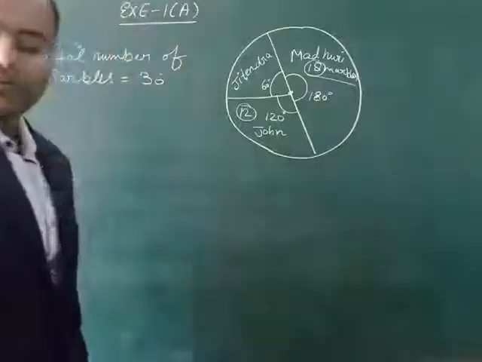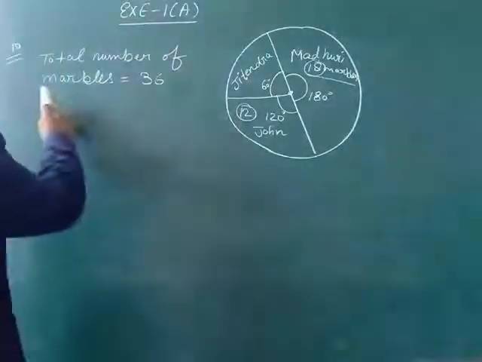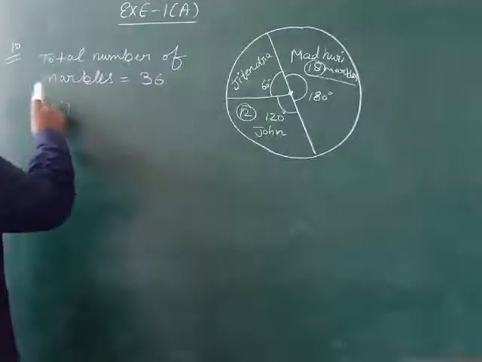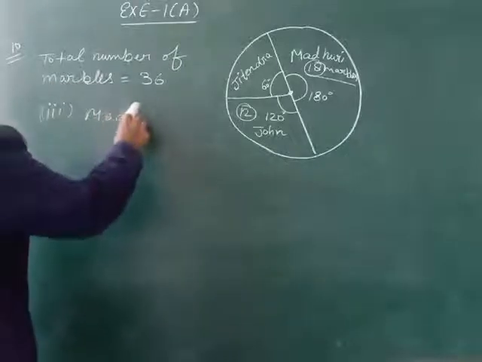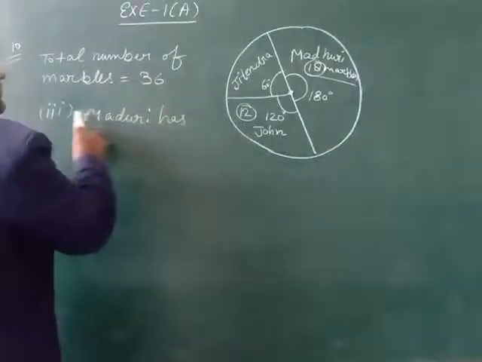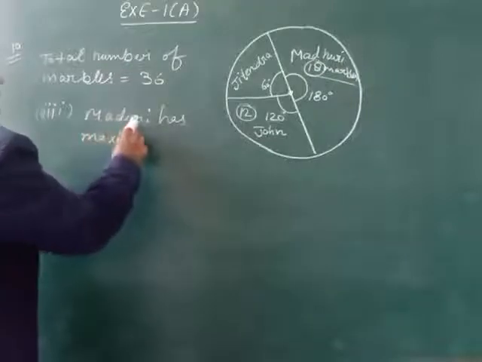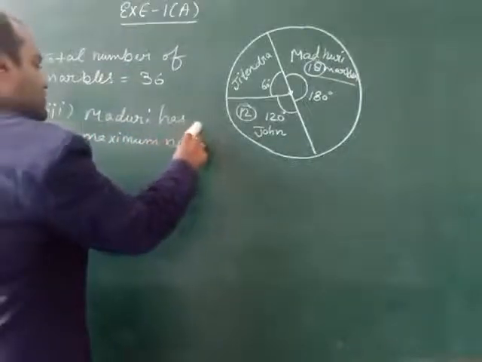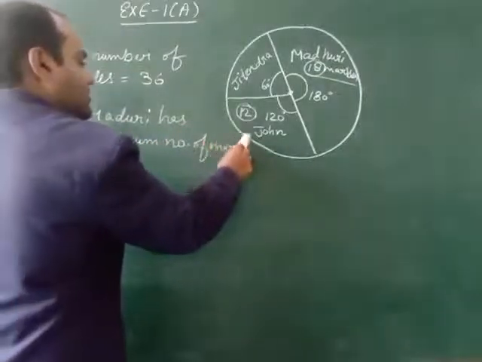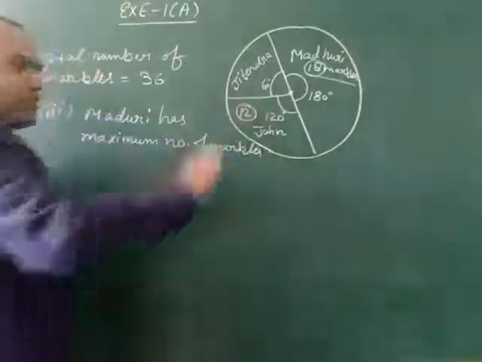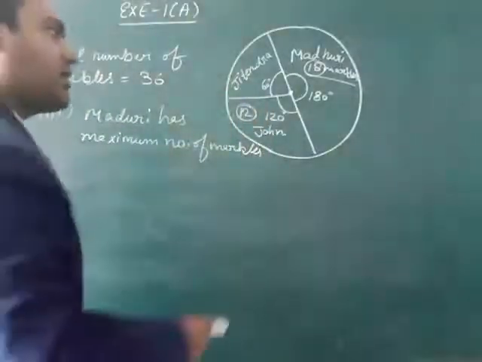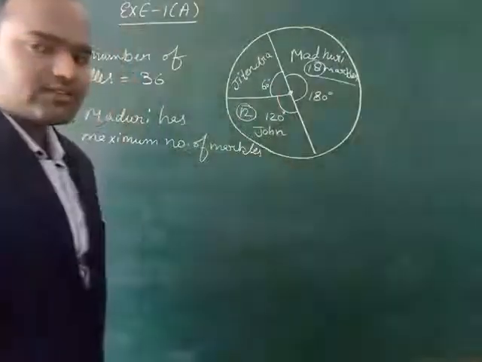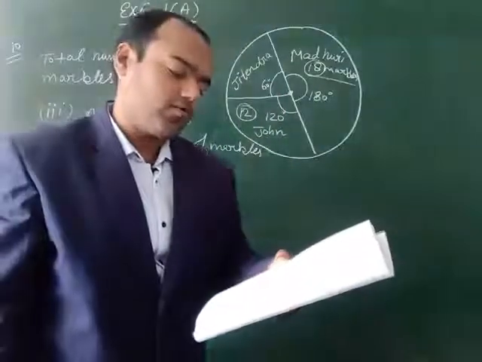In the answer we will write who has the maximum marbles in the third part. Madhuri has the maximum number of marbles, because the sector angle for Madhuri is more and the remaining sector angles are less. That's why Madhuri has the maximum number of marbles.